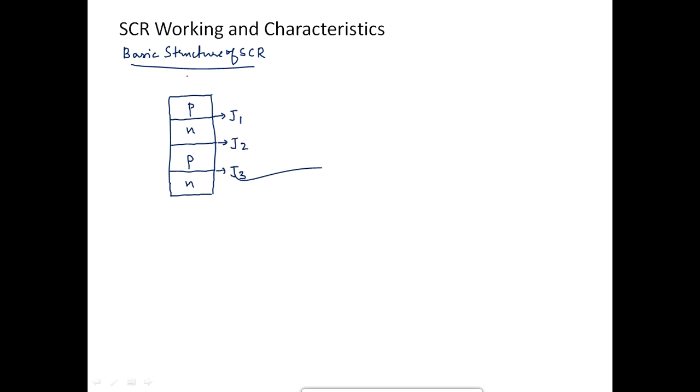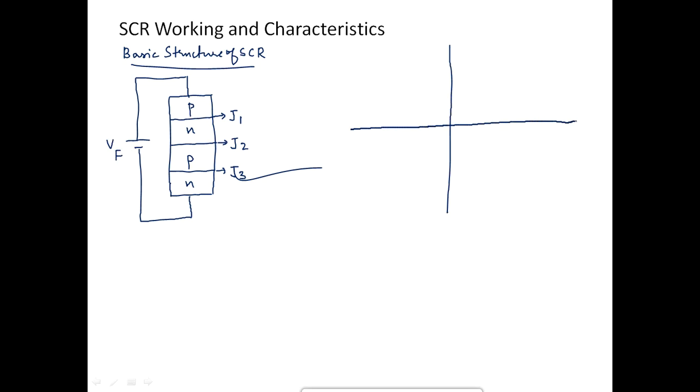Now let me apply a bias to it, a forward voltage, which means the P region must be connected to the positive terminal of the battery and the N region should be connected to the negative terminal of the battery. Let me call this VF, the forward voltage, and simultaneously let me also draw the graph so that I can parallelly represent its characteristics. Let this be forward voltage VF, and whatever current flows, let me indicate it as IF. IF stands for the forward current flowing through an SCR.